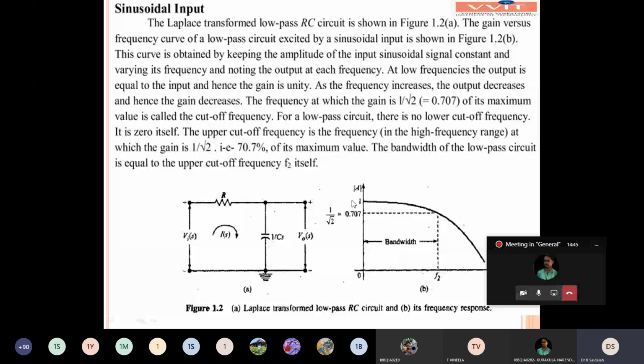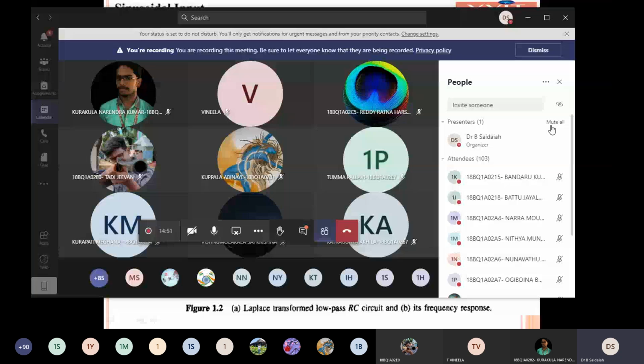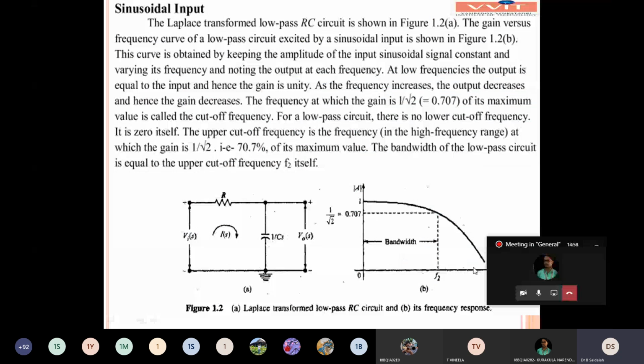Okay, today we'll discuss the sinusoidal input applied to the low pass RC circuit. What is the output waveform? We know that a sinusoidal signal applied to a linear network gives an output that is also sinusoidal. That means the waveform shape will be the same. The only changes are the amplitude, and maybe the phase angle.